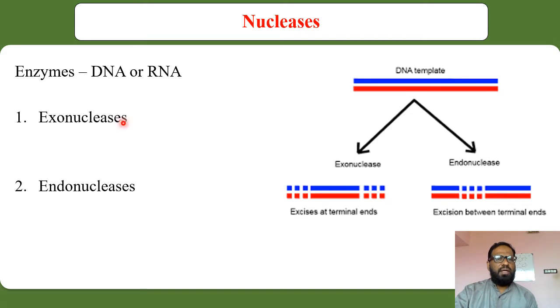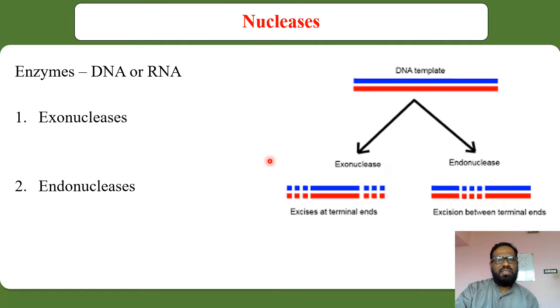And if you take both DNA as well as RNA, there are two categories of nucleases. One is called the exonuclease, the second one is called the endonuclease. As the name itself suggests, what is the meaning of exo? Exo means outside, and what is the meaning of endo? Endo means inside. It means that these nucleases have the ability to break the phosphodiester bond from the ends.